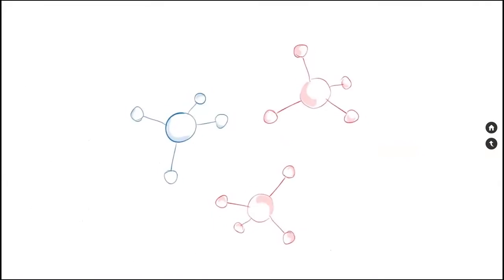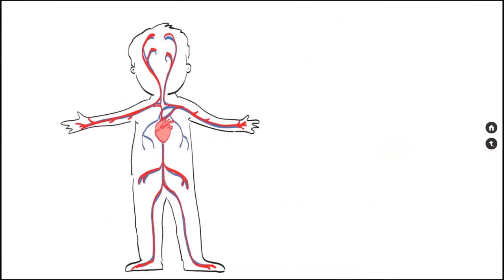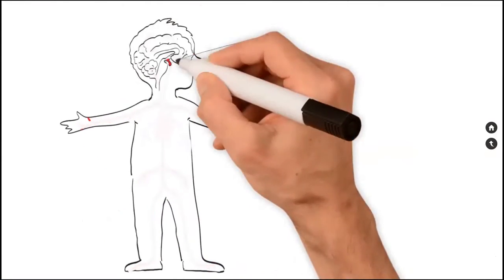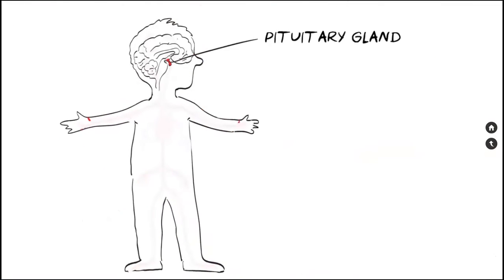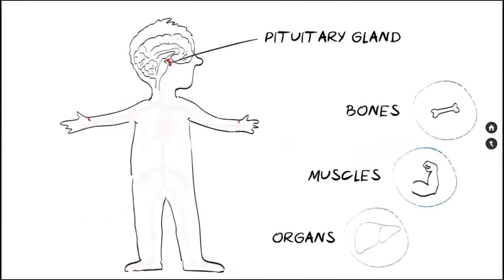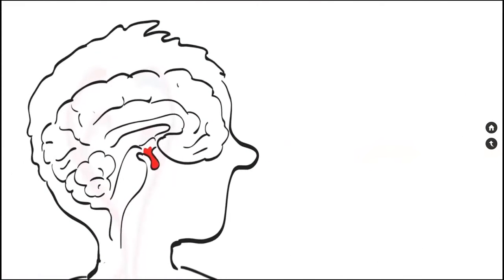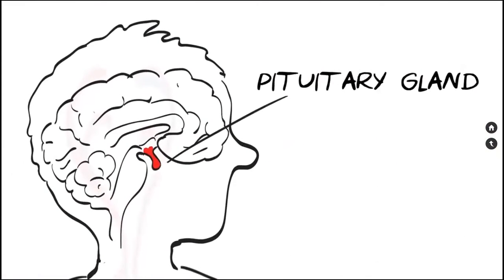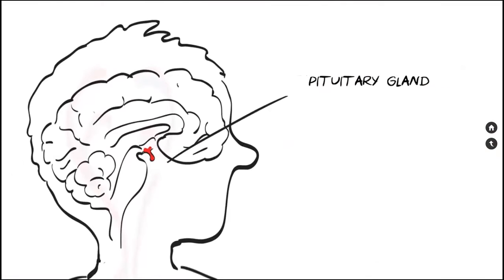Hormones are chemicals that travel around the bloodstream, giving messages to different parts of the body. Growth hormone is released by the pituitary gland in the brain and stimulates the growth of bones, muscles, and organs in our body. Growth hormone deficiency is caused by a problem with the pituitary gland, such as a small or missing gland, which leads to less of the hormone being produced.